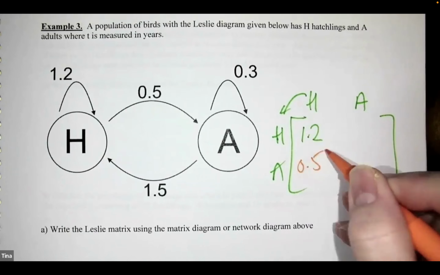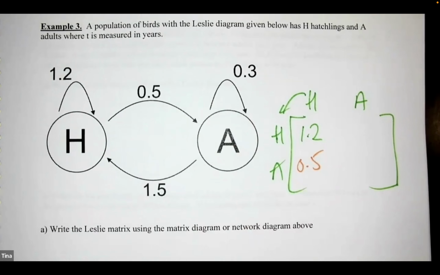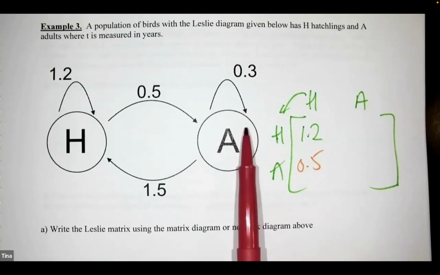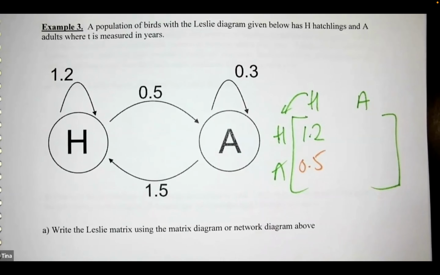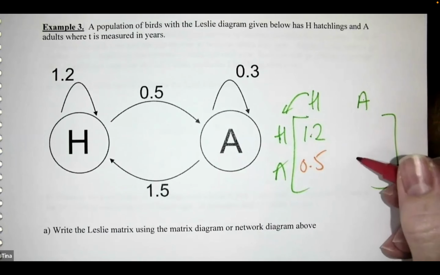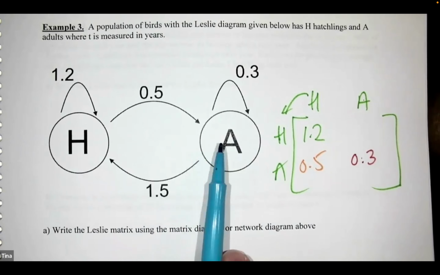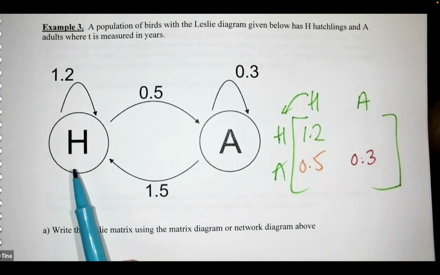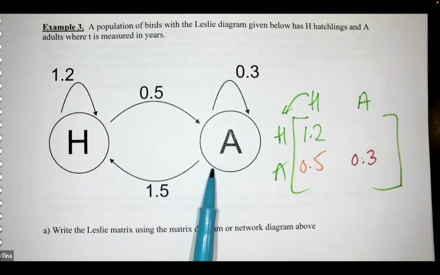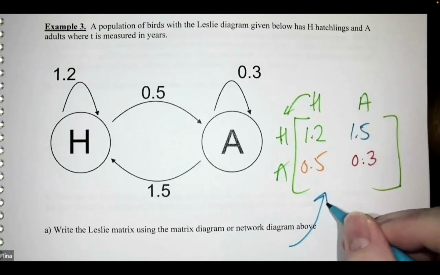H down to A, right there. Now A to A, so that's adults to adults. So this year's adults living to be there for next year's adult. So put your 0.3 in where it would go. So that's A down to A, so that would go in the bottom here, 0.3. And then this one, A to H, is adults producing 1.5 hatchlings each, right? Adults, the arrow's going to hatchlings, so adults to hatchlings. So that's our matrix.